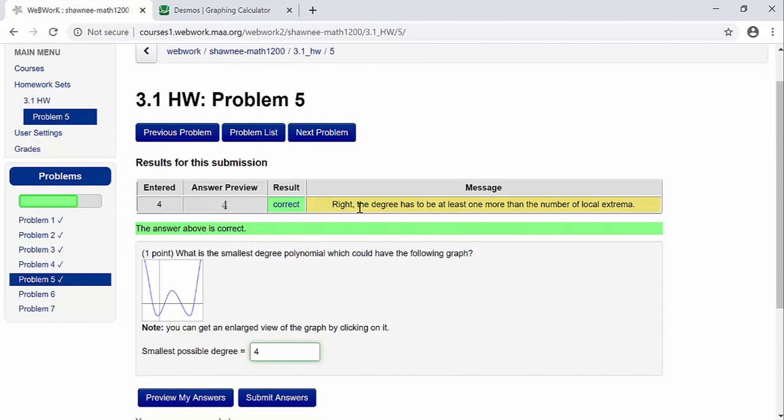And we see from the message here, the degree has to be at least 1 more than the number of local extrema. So that's the local mins or local maximums, the turning points.